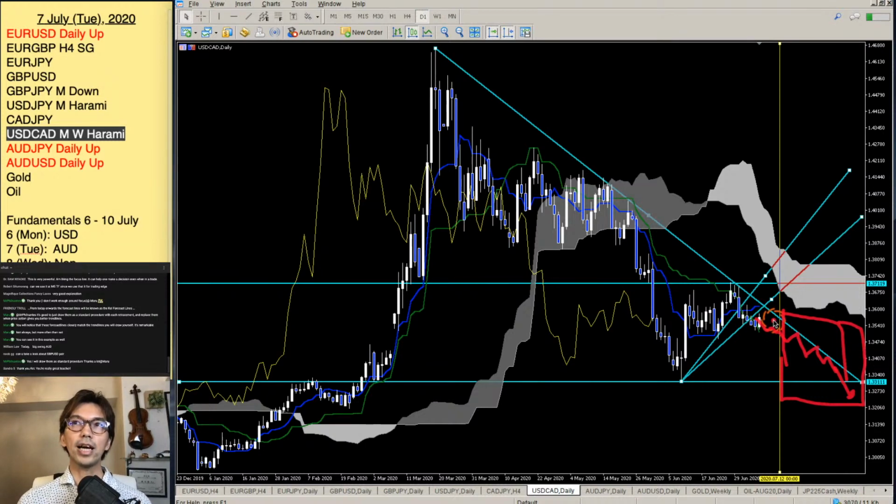If the price will be in the Kumo on this day, then we cannot really expect this scenario. But I just wanted to say that it's always nice to take other lines and price actions to create the scenario.